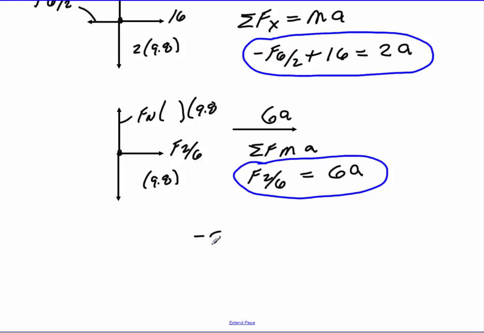So then you got minus 6a plus 16 is equal to 2a. 16 is equal to 8a. a is equal to 2. That make sense? And then you put it back in right there. Just plug it right in, and boom, 12, and you're done.